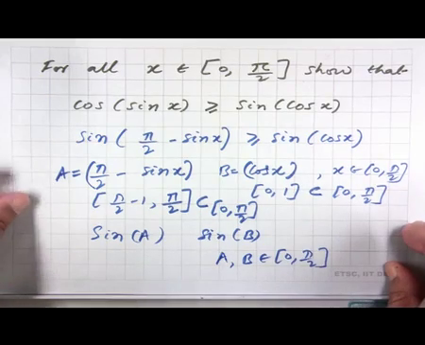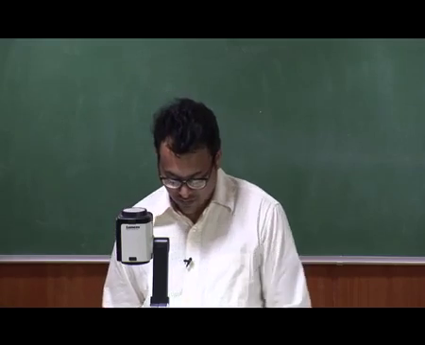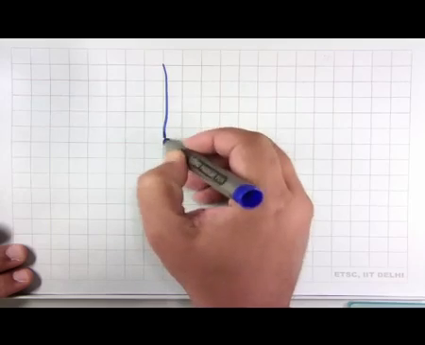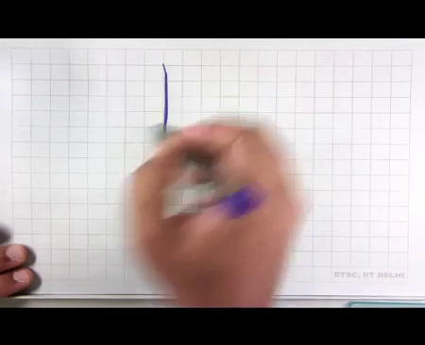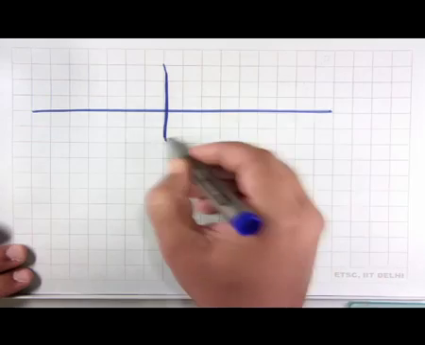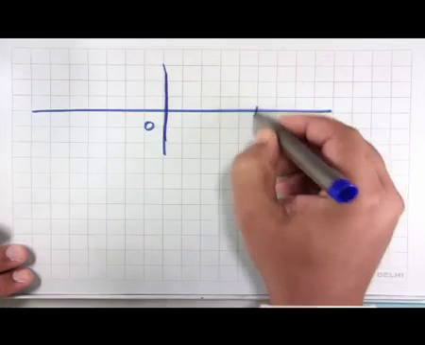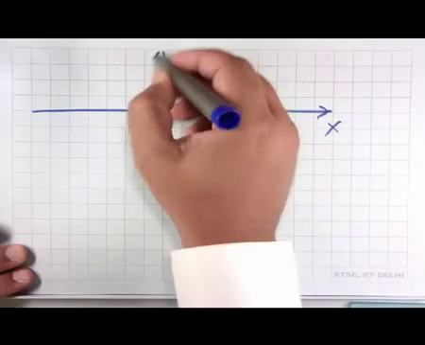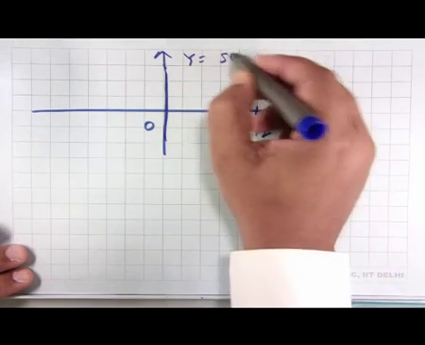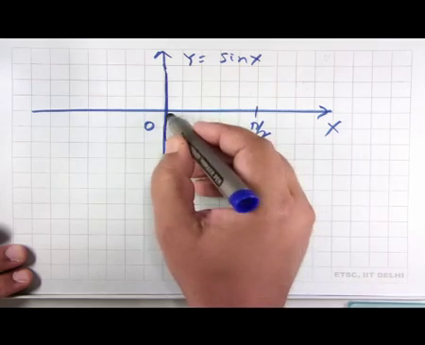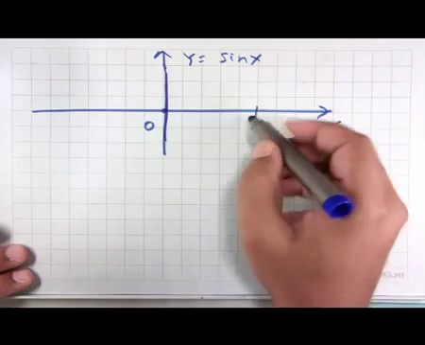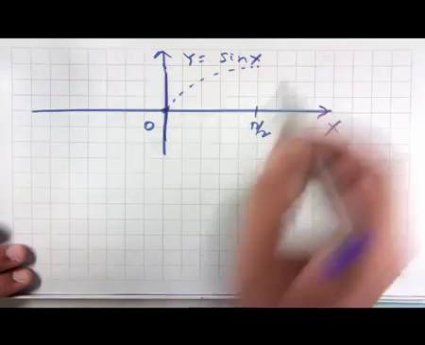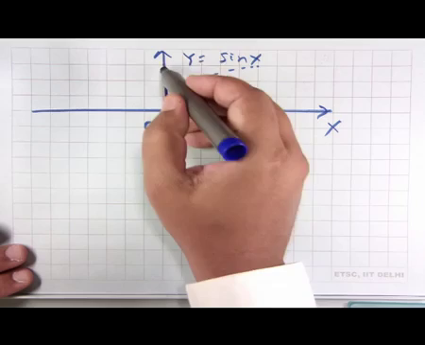If you have seen the graph of the sine function, we know that, so I will quickly plot the graph of the sine function. So, if this is 0 and let us say this is pi by 2, so this is x and this is y equal to sine x. So, at x equal to 0, sine x is 0, and then between 0 and pi by 2 it is monotonically increasing from 0 all the way till 1.